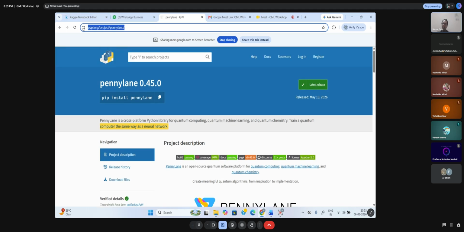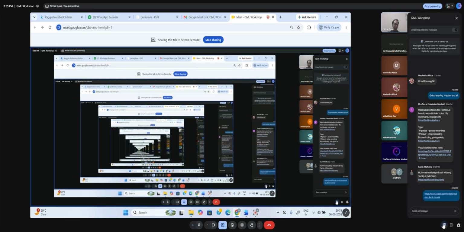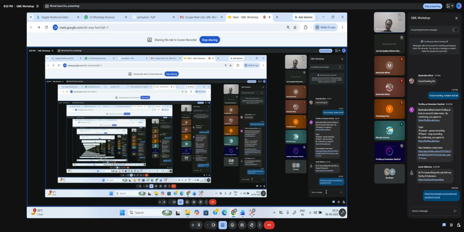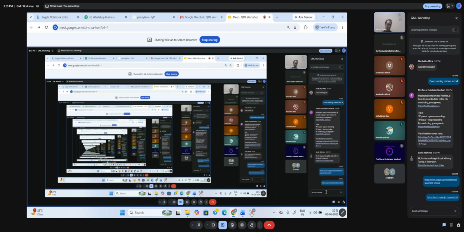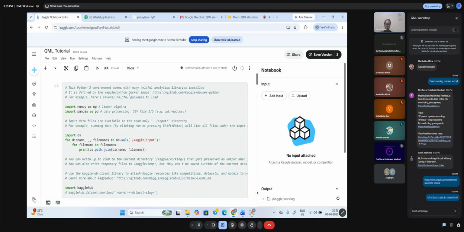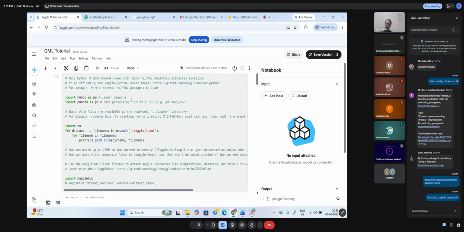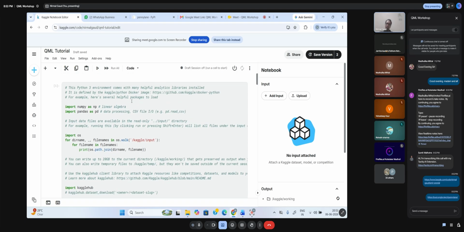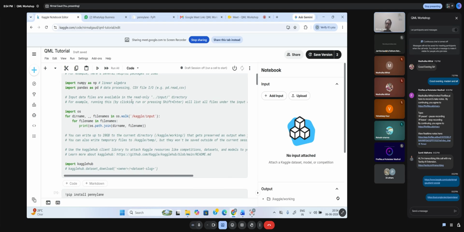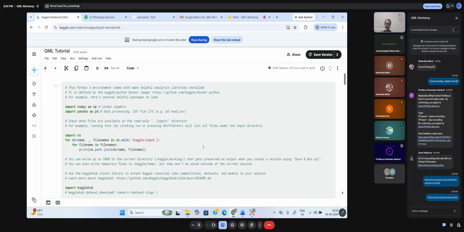Further details you can go through from here. Let me share this website. Okay, in the comments you can open this website and keep it for your reference. Let me come to the code here. What I did: once you create a Kaggle notebook, this part of the code will be there. This part of the code will be available.